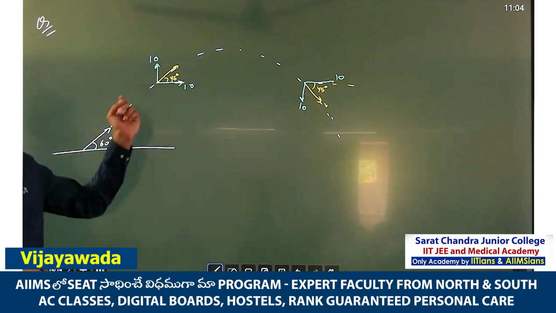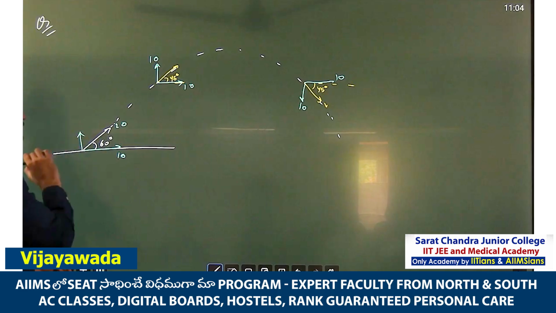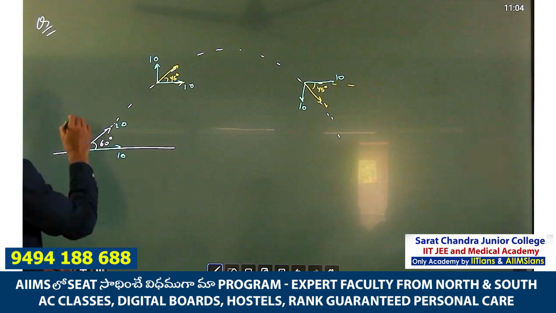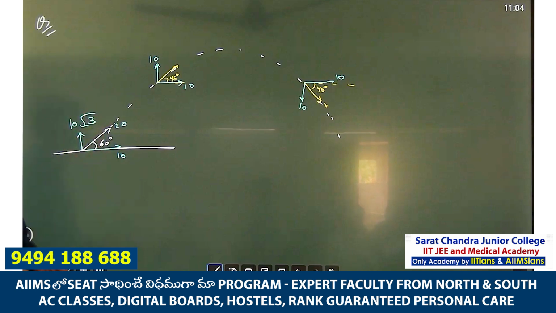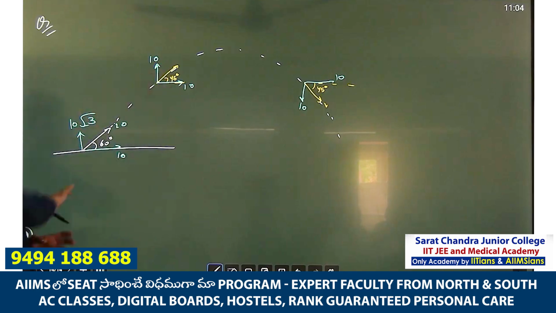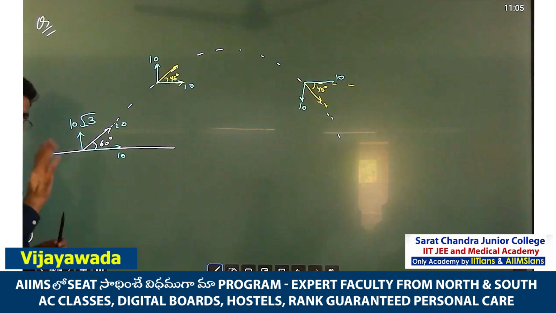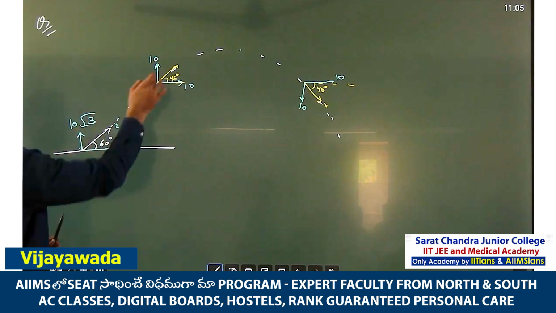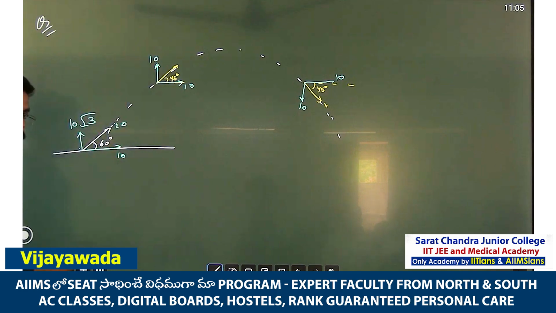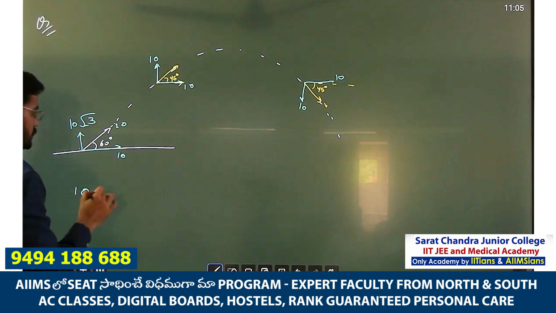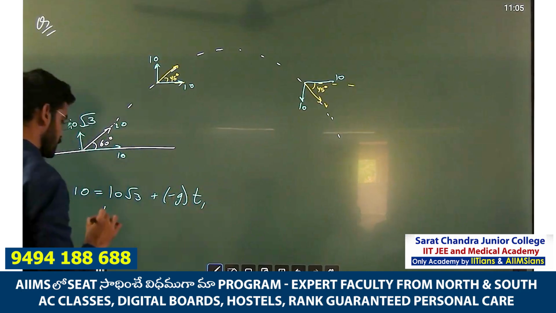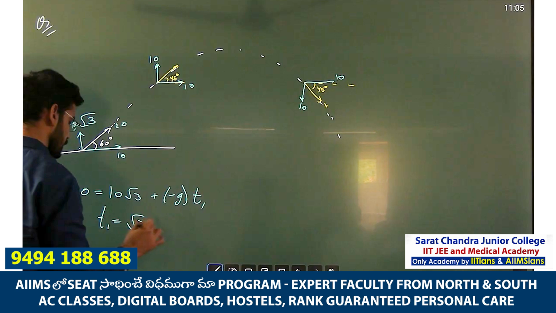So from here to here you want the time. First of all, this velocity is how much? 10 root 3 sin 60, right? So here to here you want the time. At any point of time, if you want the time, it will be in the vertical direction only, okay? So vertically from here to here, what do you know? Initial, final and acceleration. So time you will get from V equals U plus AT. V is 10. U is 10 root 3 plus minus G into time T1. T1 is what? Root 3 minus 1.